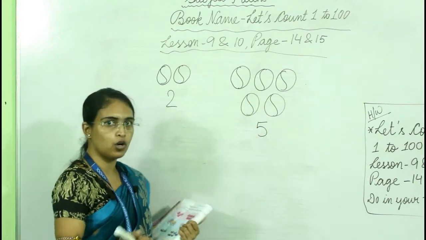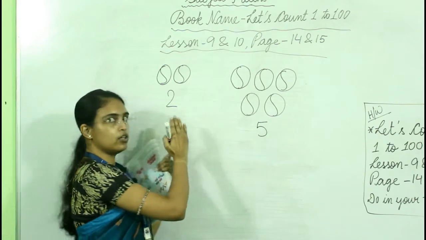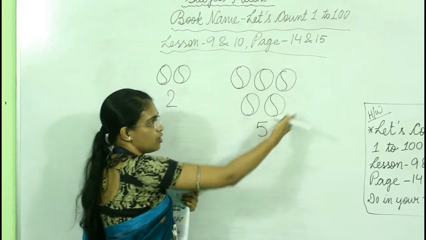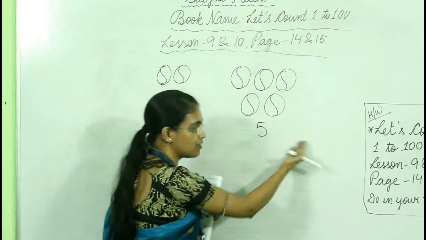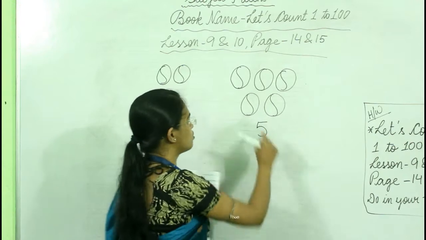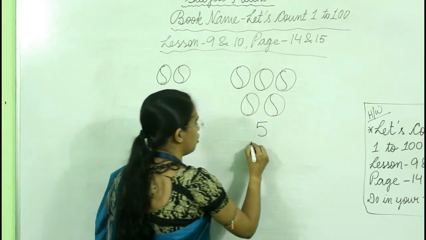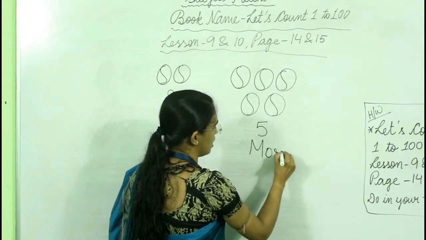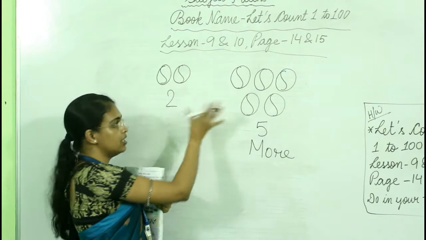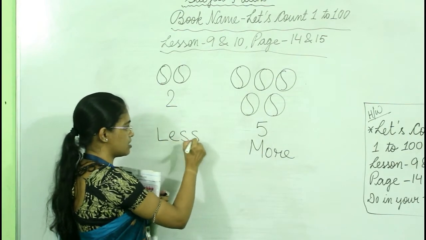So which one is more? This one or this one? 2 is more or 5 is more? Of course 5 is more. Here are lots of balls we have in this side, right? But in this side we have only 2 balls. So that means this is more. More means zyada. Now look here, इधर पे ज़्यादा बॉल है ना, इधर पे कम बॉल है. That means this is more and this is less.